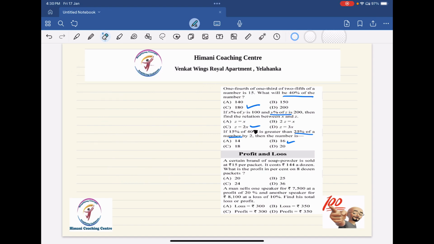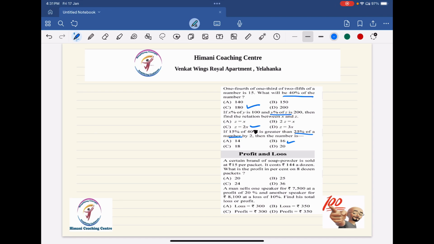Now let us quickly move to the next question. It says a certain brand of soap powder is sold at rupees 15 per packet. It costs rupees 144 a dozen. What is the profit in percent on 8 dozen packets?